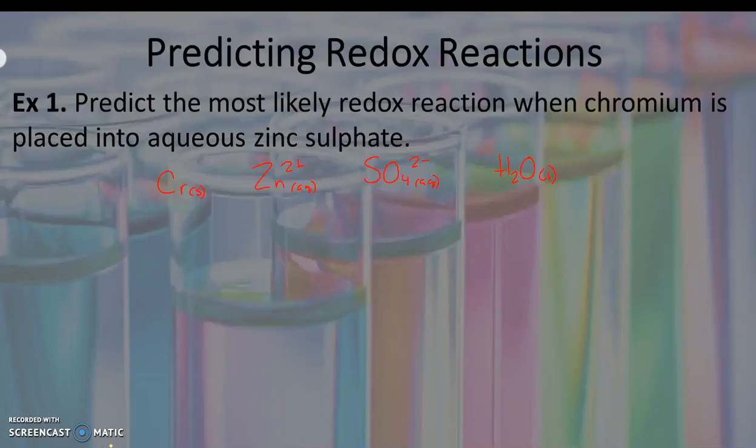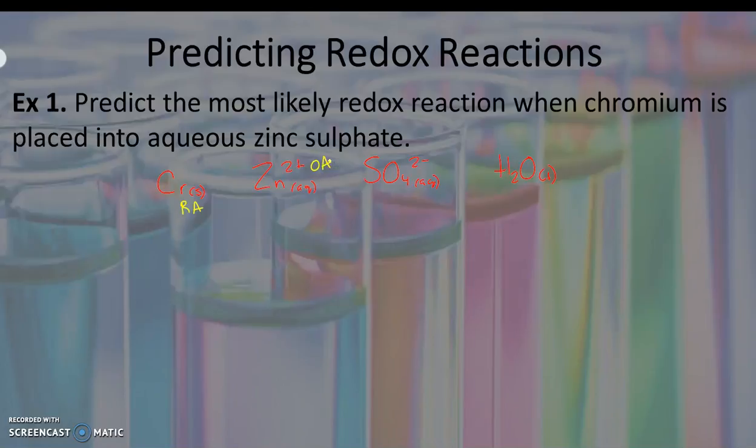Okay. So once I've listed all my reactants, I need to go look at my table. Some of these I can figure out off the top of my head, but I need to have my table as a reference to figure out what would be the strongest and the weakest. So chromium, is that going to be an oxidizing agent or a reducing agent, without even looking on here? It's a reducing agent because it's a metal. Zinc is an ion, so it's probably an oxidizing agent.